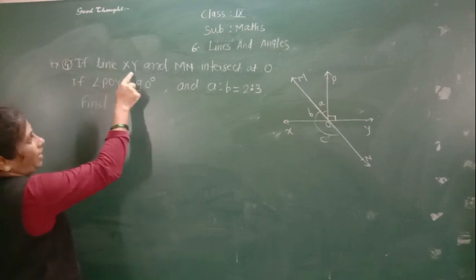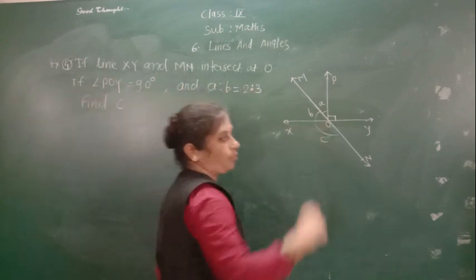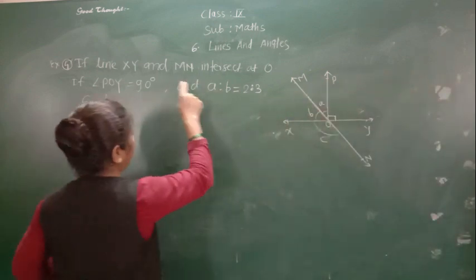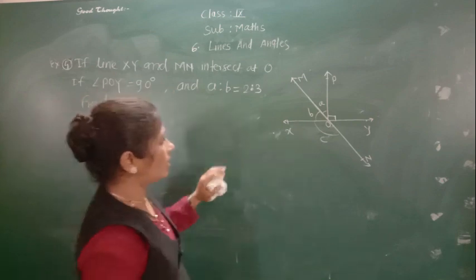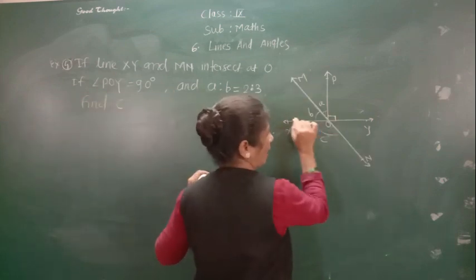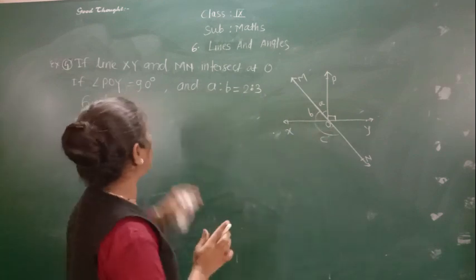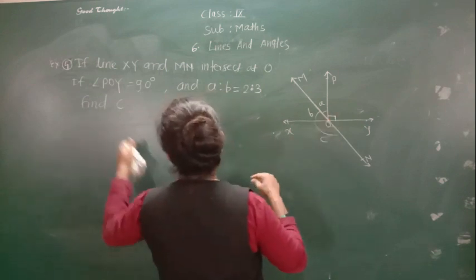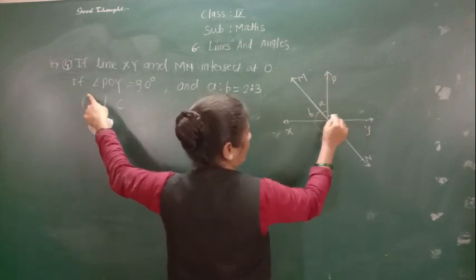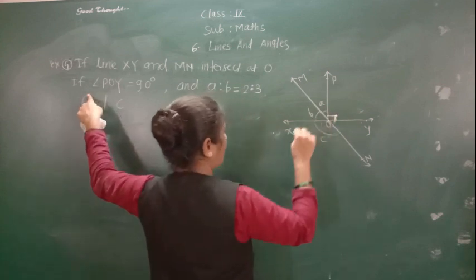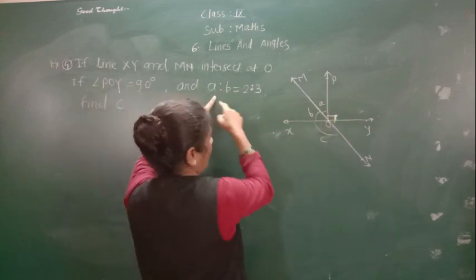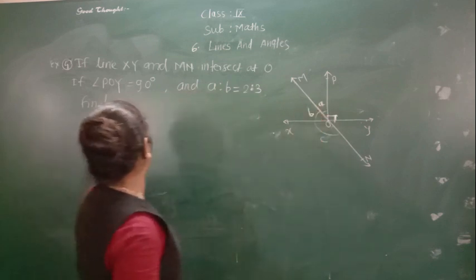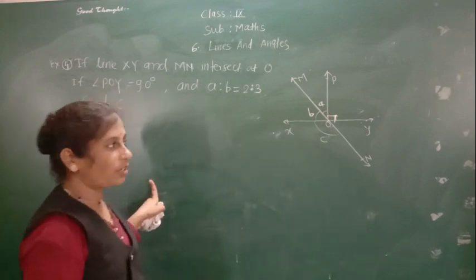Next example: if lines XY and MN intersect at point O. Lines XY and MN, these are straight lines, and they intersect at point O here. Then angle POY is given, how many degrees? 90 degrees. Then A is to B, the ratio is given as 2 is to 3. Then we have to find the angle C.